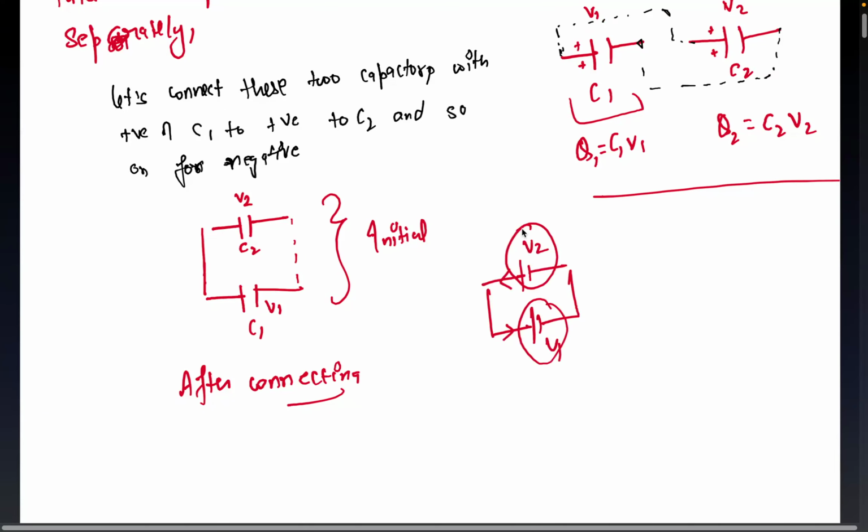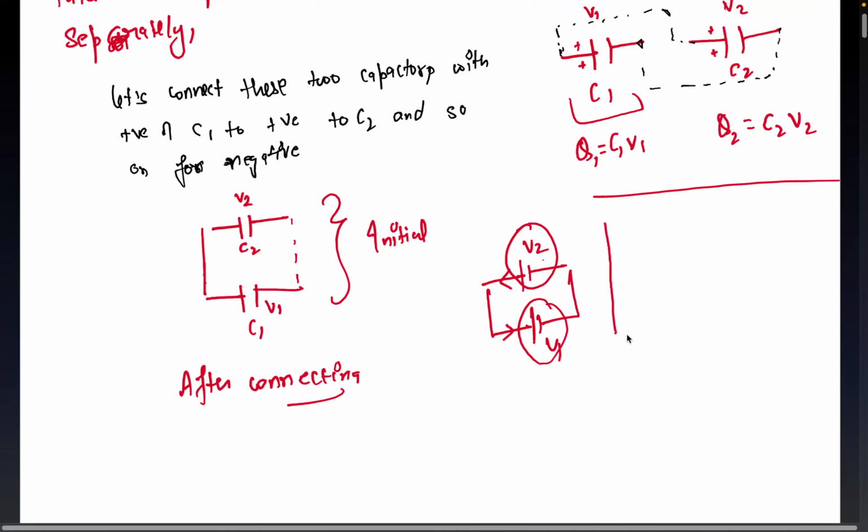Okay, so there will be some charge flow. Charge will flow until the potential on both becomes the same. Is that clear? Why are we considering the same potential, even though they have different capacitors? Let me take another example.